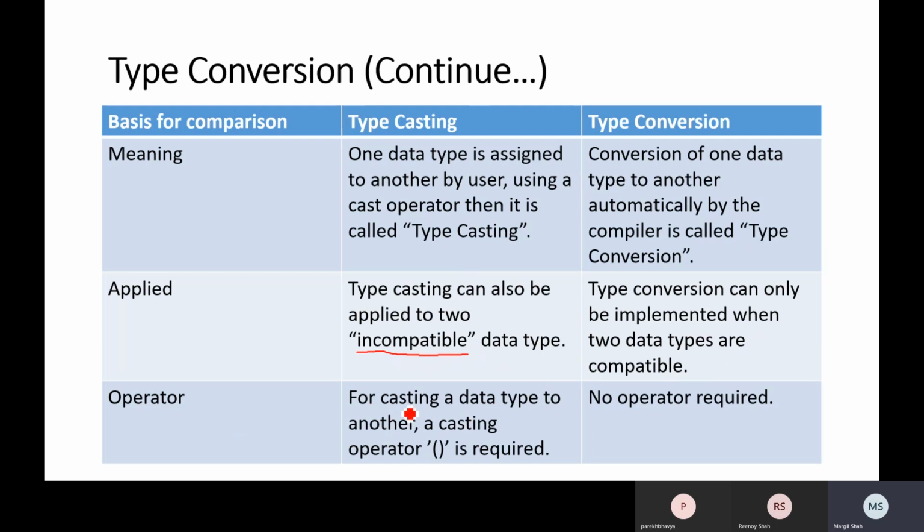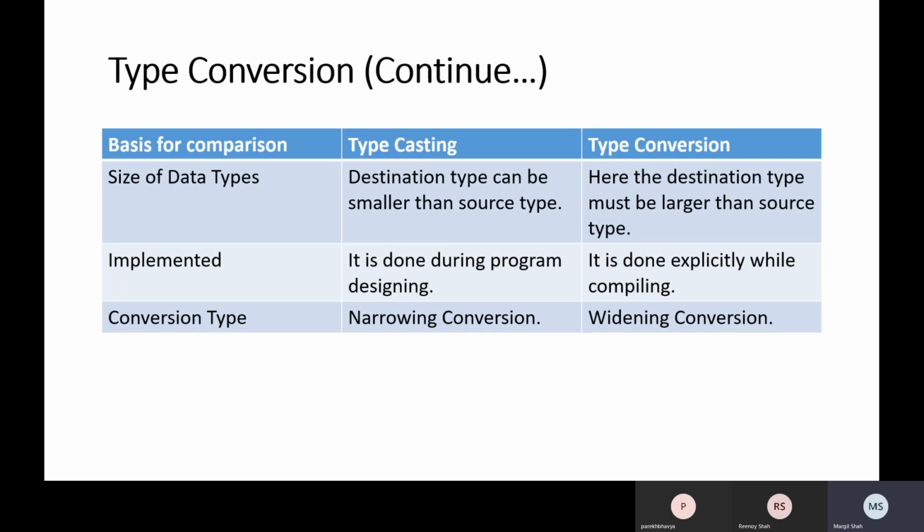Okay, operators: for casting a data type to another, the cast is an operator. Brackets are required; this is the operator. No operator is required in type conversion as it is done automatically by the compiler itself. Size of the data types: in typecasting, the destination type can be smaller than the source type. Here, the destination type must be larger than the source type. Implementation: typecasting is done during program designing. Type conversion is done explicitly while compiling.